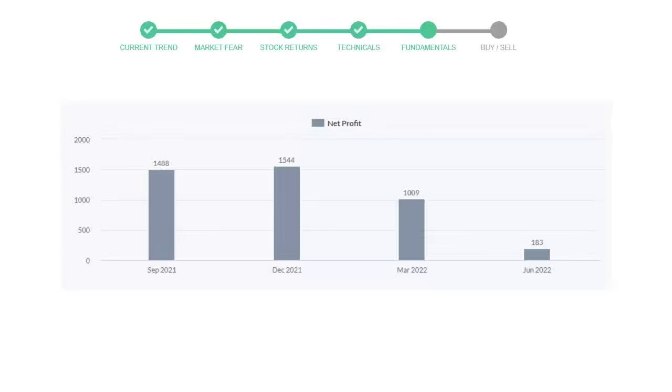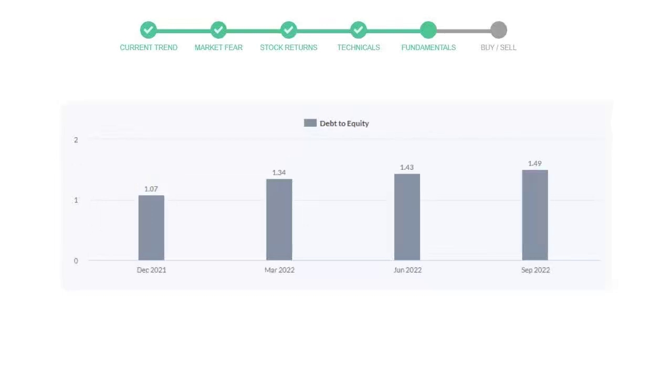Let's see debt numbers. Debt to equity number tells us how much the company is in debt. In the first quarter, it was 1.07. Then it increased to 1.34. Then in the third quarter, it again went up to 1.43. In the recent quarter, the debt score increased to 1.49. Generally, this ratio should not be over 2.0.